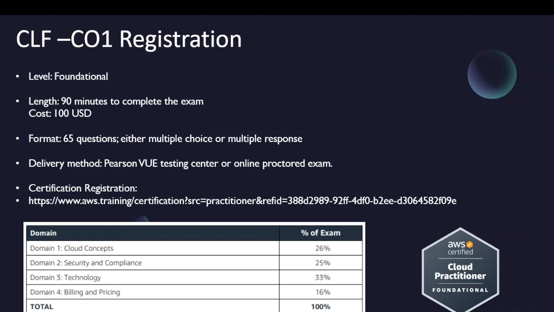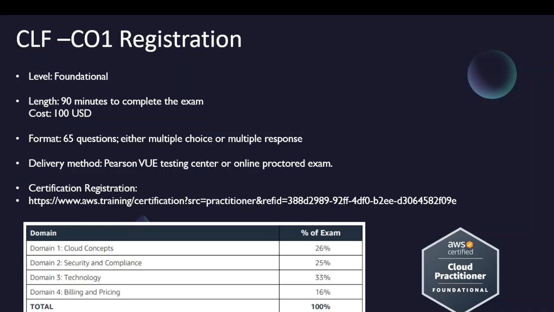The delivery method earlier was all online proctored examinations during the COVID timelines, but now I believe that in most countries, in-person examination has been resumed. So you can book your examination with the Pearson VUE Testing Center. If your country is still under COVID-19 protocols or online exams are allowed, then you can book your online proctored exam as well. So for certification registration, this is the link where you have to fill out your information.